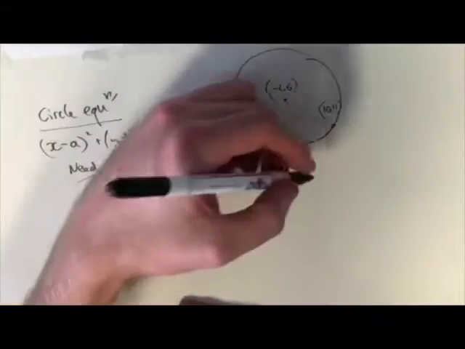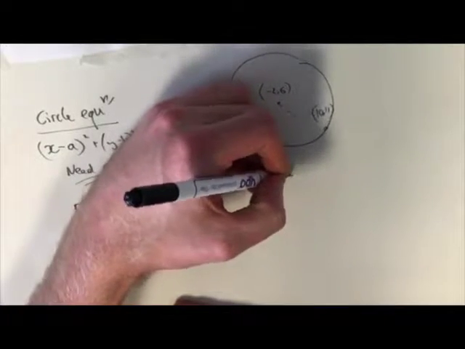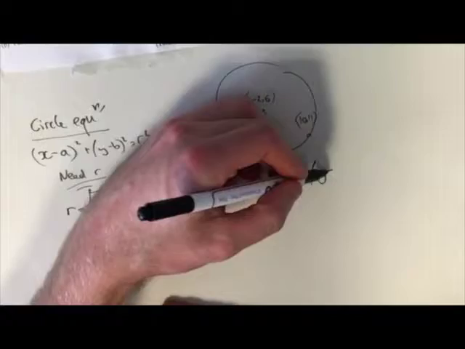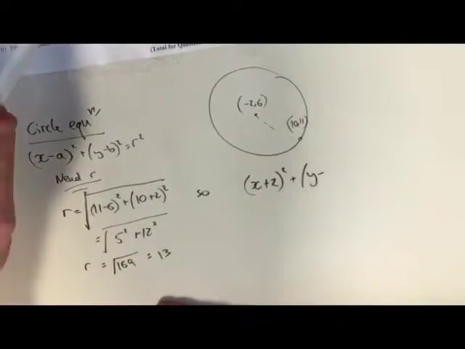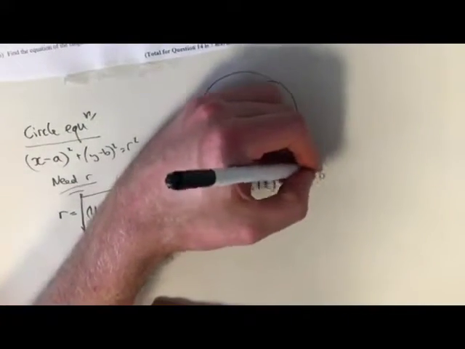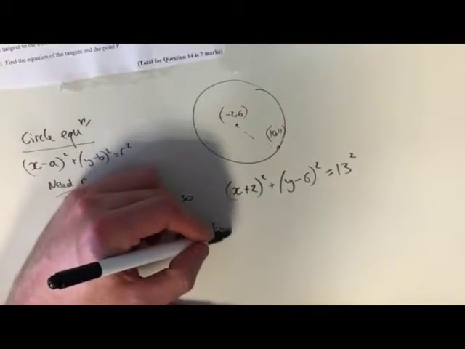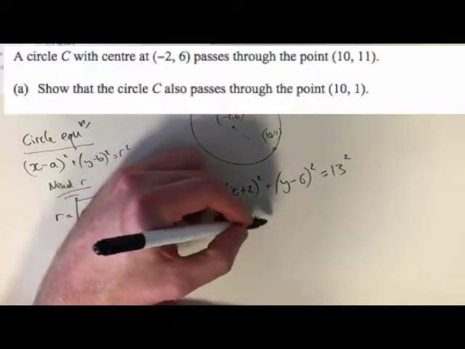So we just need to put all that together. So we get (x plus 2) squared plus (y minus 6) squared equals 13 squared. Make sure you check all that through. You don't want to put the wrong point in the centre.